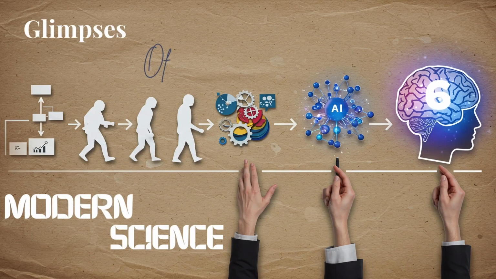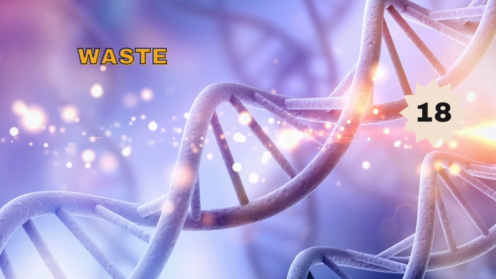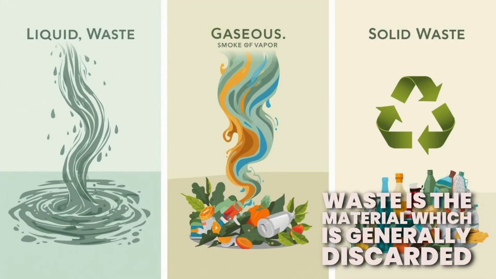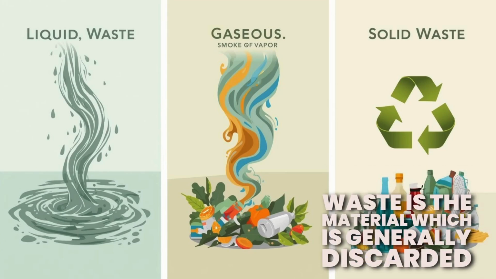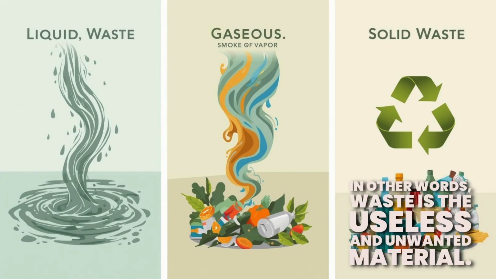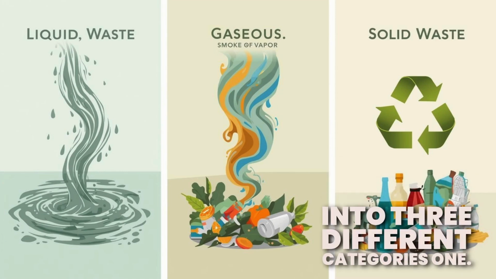Glimpses of Modern Science, Class 6. Chapter 18. Waste. Waste and its types. Waste is the material which is generally discarded or thrown away by human beings. In other words, waste is the useless and unwanted material. Wastes can be classified into three different categories.